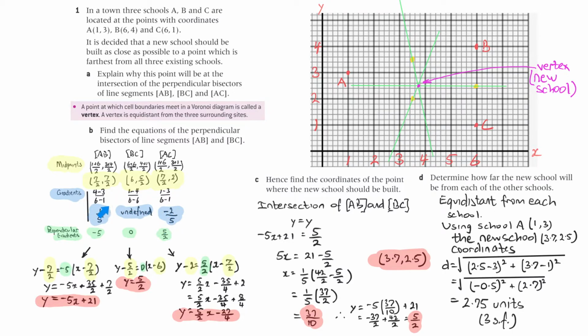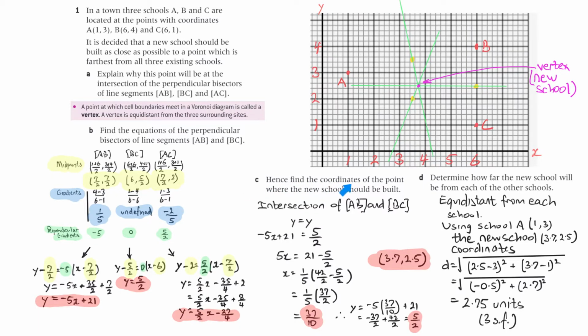Once you find the gradients of the lines that connect each site, we then find the perpendicular gradients. For the perpendicular gradients you change the sign and you invert it. So 1 on 5 becomes minus 5, undefined becomes 0, and minus 2 on 5 becomes 5 on 2. So it's inverted and change the sign. Now I've put these in colour. Once you do that, we use our point gradient form, y minus y1 equals m times x minus x1. The points have just come from here. We use the midpoint because we know that's on the line of the perpendicular bisector, and this is the slope of the perpendicular bisector. And these are our 3 equations here.